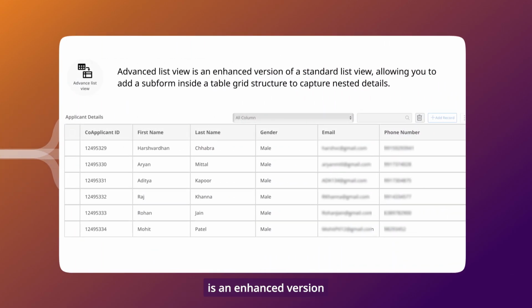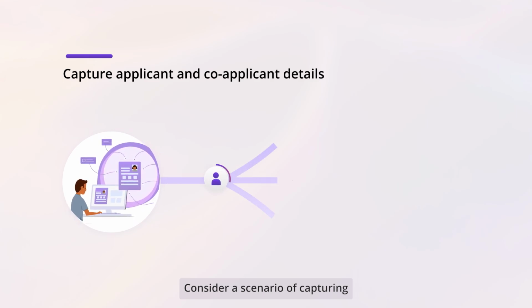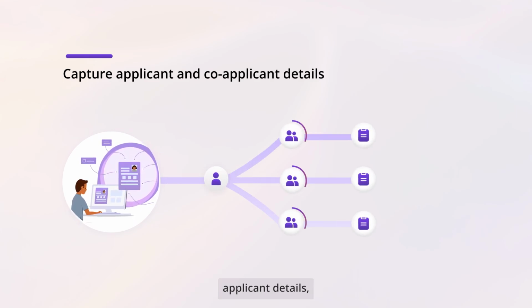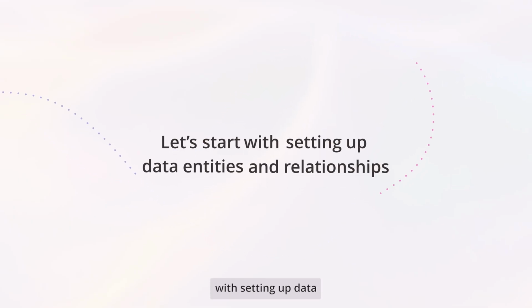Advanced List View is an enhanced version of a standard list view, allowing you to add a subform inside a table grid structure to capture nested details. Consider a scenario of capturing applicant details, co-applicant details, and its multiple incomes and rent information. Let's start with setting up data entities and relationships.